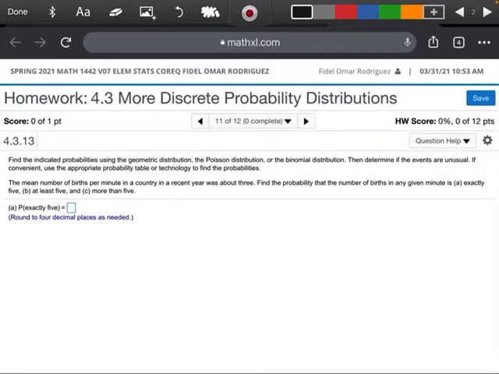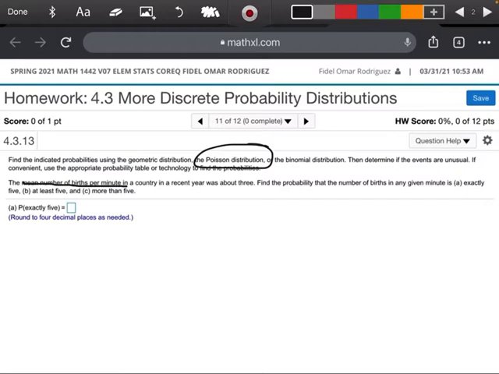Okay, so the problem here says the mean number of deaths per minute in a country in a recent year was about 3. Find the probability that the number of deaths in any given minute is exactly 5. Part B says at least 5, and Part C says more than 5. All right, so I need to determine whether this is a geometric, a Poisson, or a binomial distribution. The fact that we're talking about an average per unit of time, so it's like the mean number per minute, that's telling me that this is going to be a Poisson distribution because that's how Poisson distributions work.